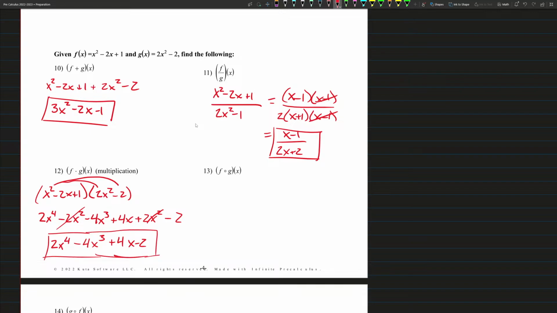So it's kind of like mega FOIL. Composing the two functions together, right? We're taking g as the input of x, or yeah, as the input of f. So this is going to be 2x squared minus 2 squared minus 2 times 2x squared minus 2 plus 1. And then we'd FOIL that, and then combine like terms.